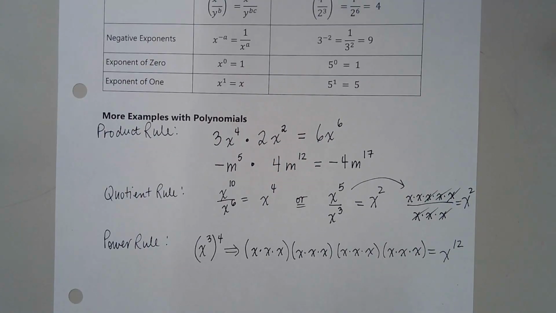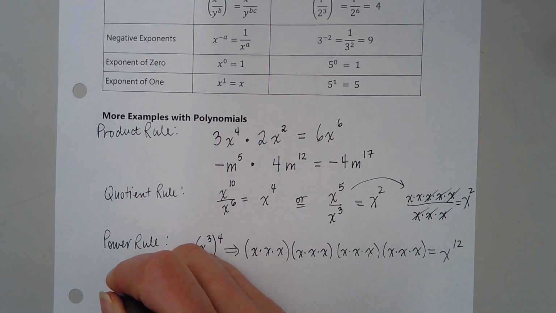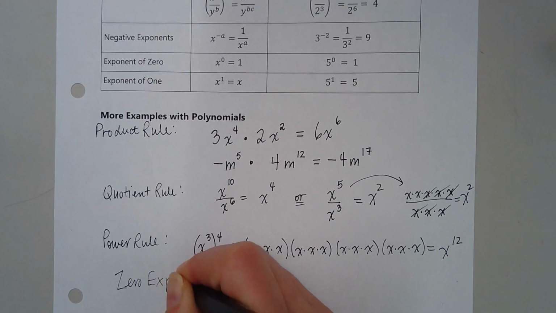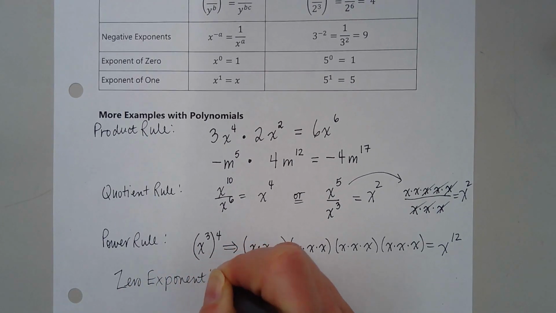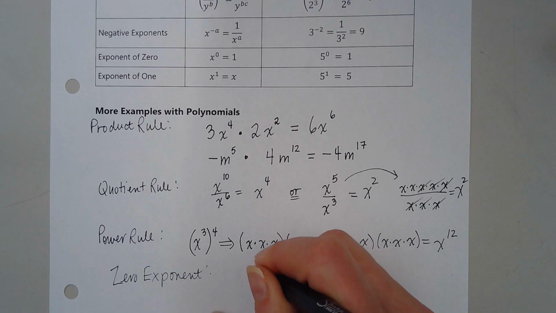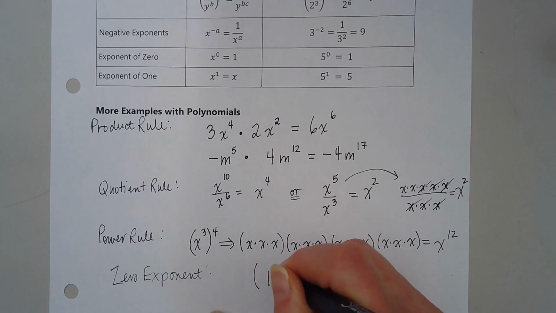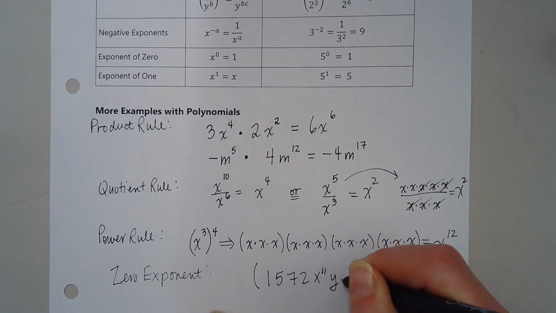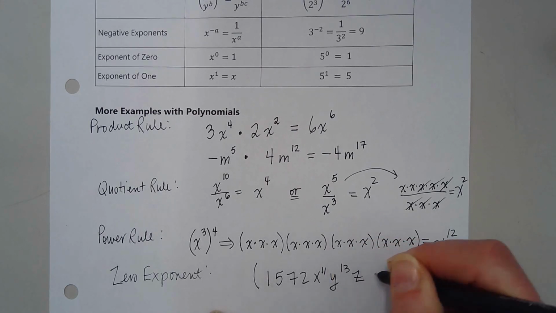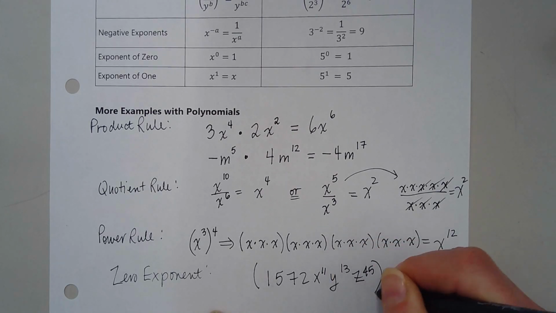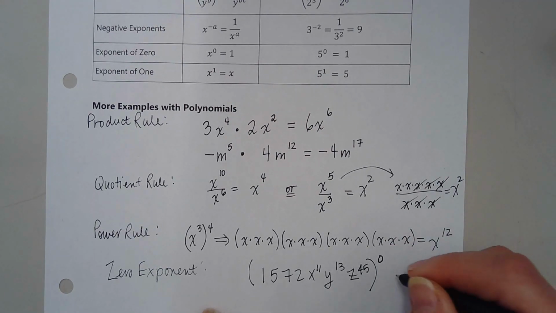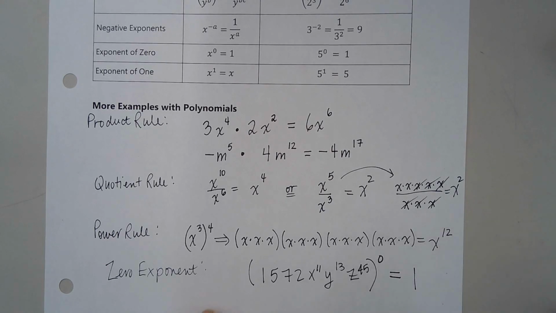But the exponent of 0 is interesting, like 0 exponent. It doesn't matter what you have. Like for example, let's say I had, I don't know, 1,572, x to the power 11, y 13, z 45. But they were all bracketed off inside and they were all raised to exponent 0. That just equals 1.